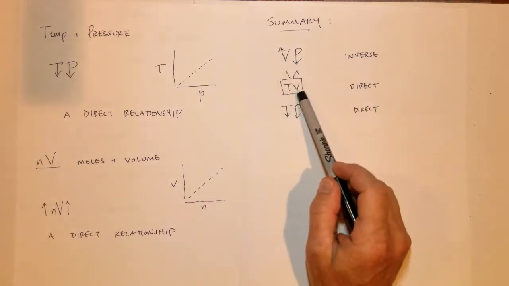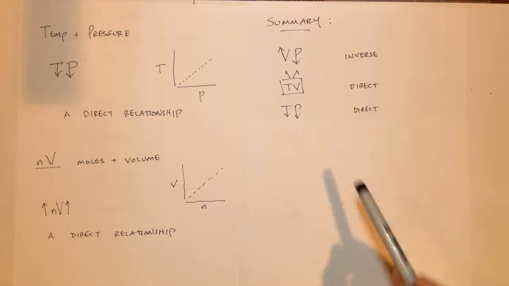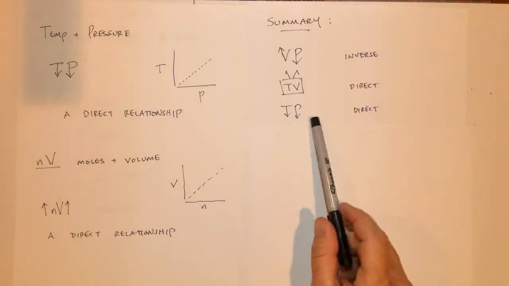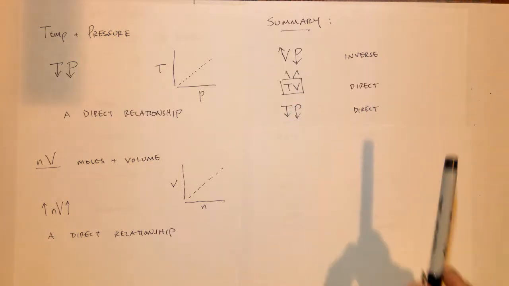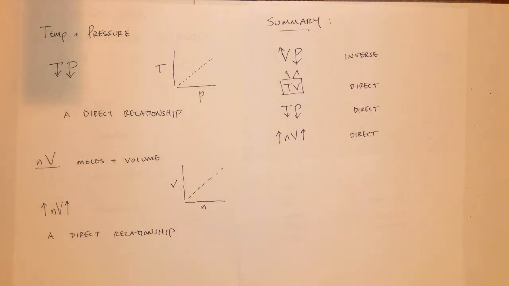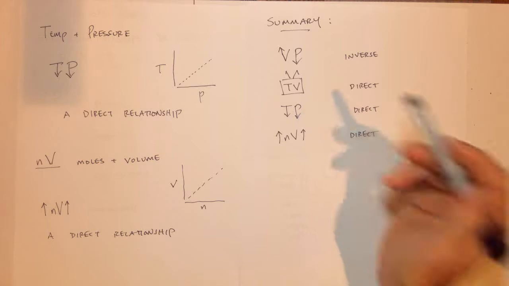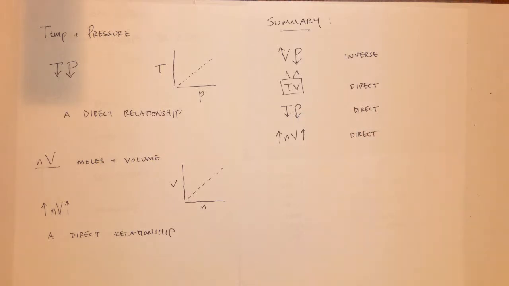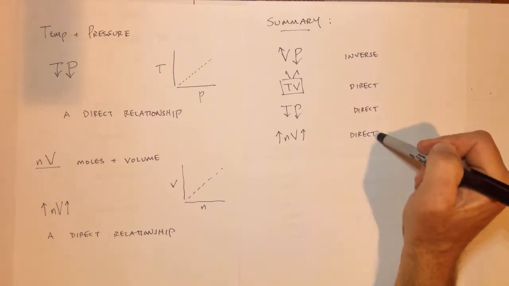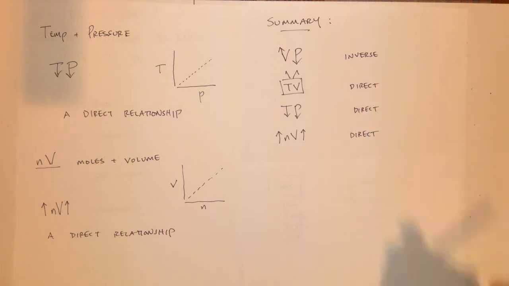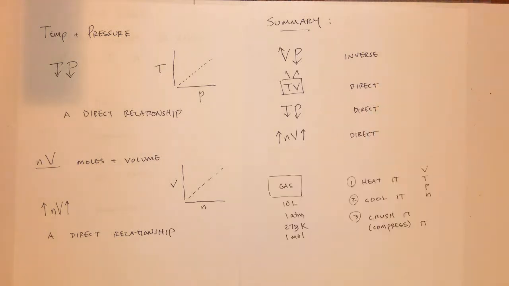The television relationship, one goes up, the other one goes up, a direct relationship. The toilet paper relationship, one goes down, the other one goes down. And then our NV relationship, which is Avogadro's law. One goes up, the other one goes up, or one goes down, the other one goes down. So notice 3 are directly proportional to one another as long as the other variables are held constant, and one is inverse.